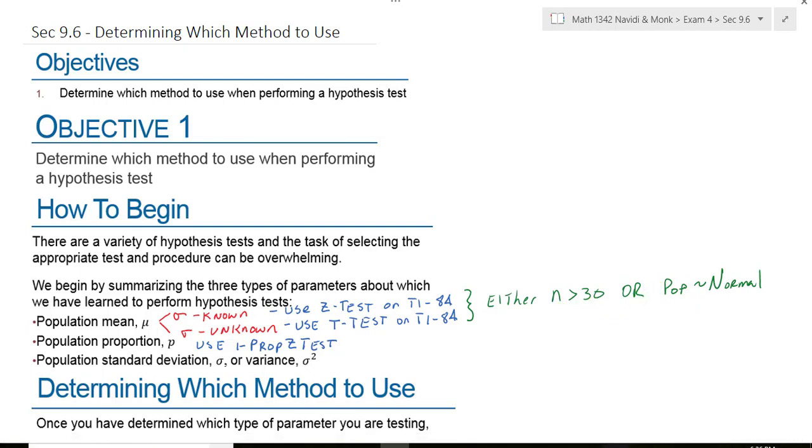If you're testing a claim about a proportion, both n times p and n times q have to be greater than or equal to 10.